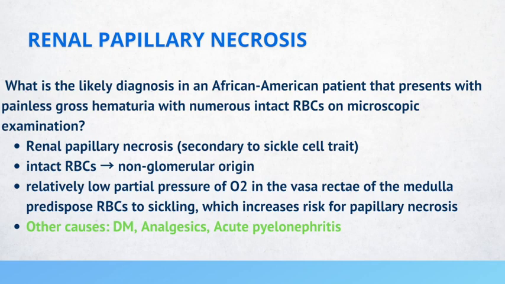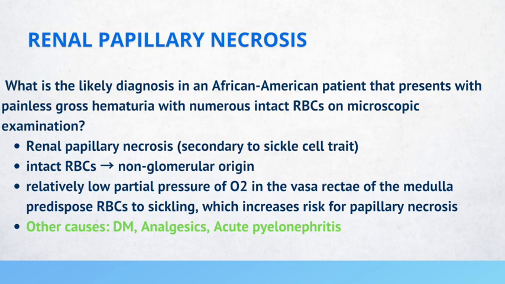But if you see an exam question and they mention an African American patient and they had recurrent hospitalizations of chronic pain or even pneumonia, and they also are having painless gross hematuria with numerous intact red blood cells, think about the fact that this patient might have the sickle cell trait and they're experiencing renal papillary necrosis.